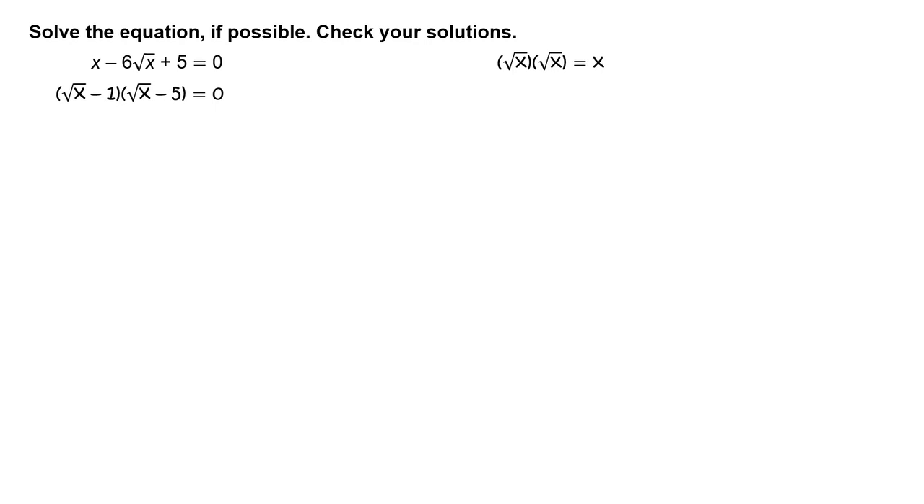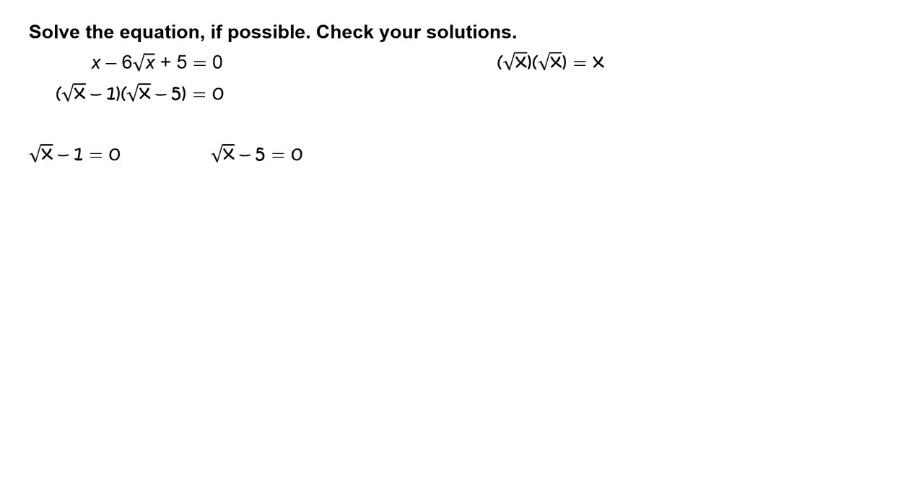The second term in the first factor is -1, and the second term in the second factor is -5, because -1 times -5 is equal to the last term in the original equation, +5, and -1 plus -5 is equal to the coefficient of the second term in the original equation, -6. So x - 6√x + 5 factored is the quantity (√x - 1) times the quantity (√x - 5).